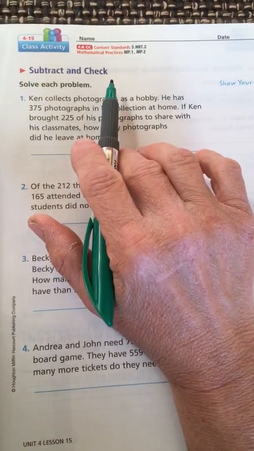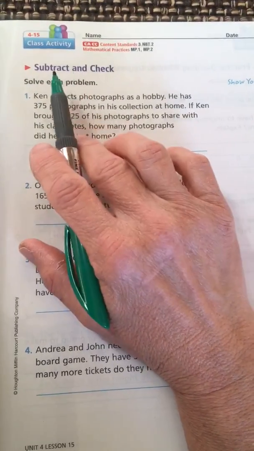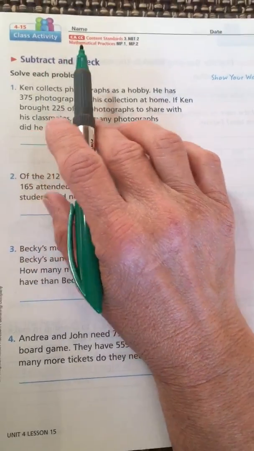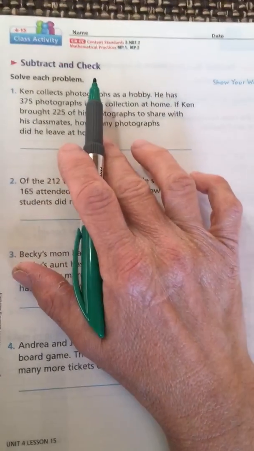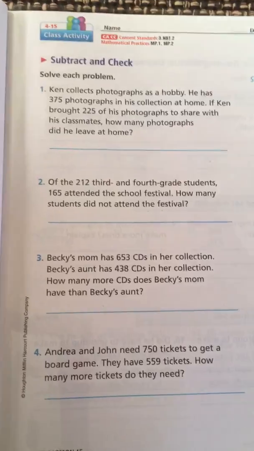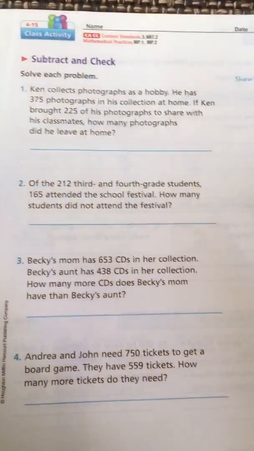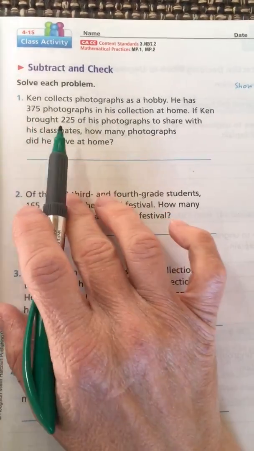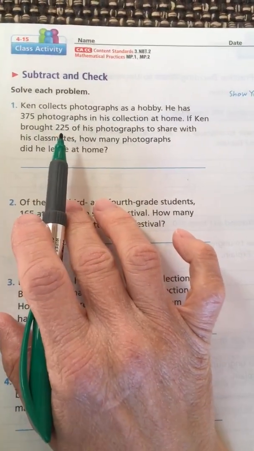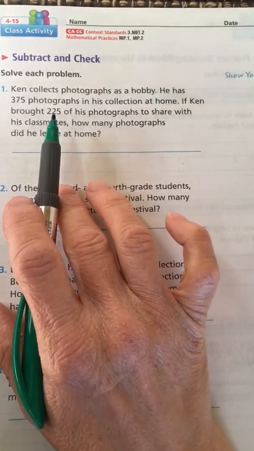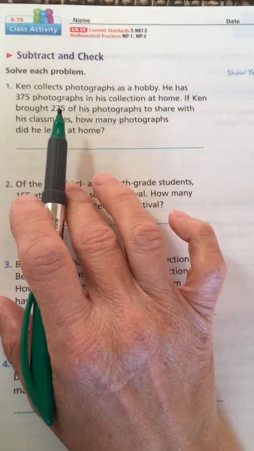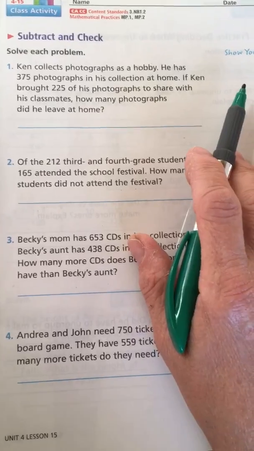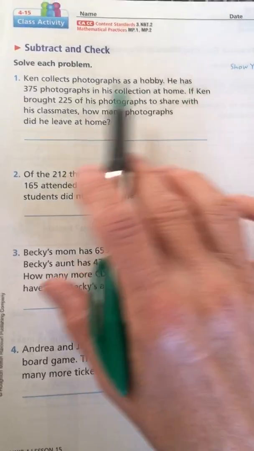Subtract and check. Solve each problem. Well, they gave you a hint that you're going to subtract first. I want to talk to you about check your work. Some of your parents will know this, and some of you already know this. When you do a subtraction problem with larger numbers, one way to safely check your work is to do the related addition problem right next to it and make sure that you end up with the same three numbers.